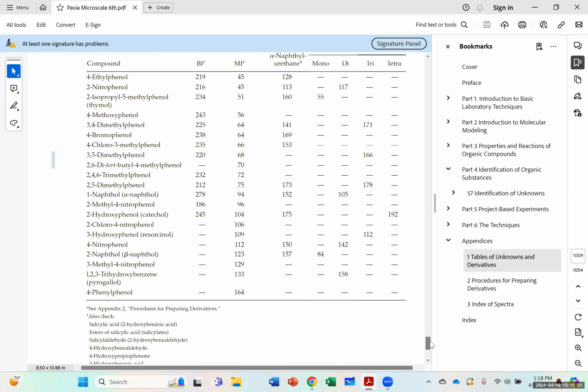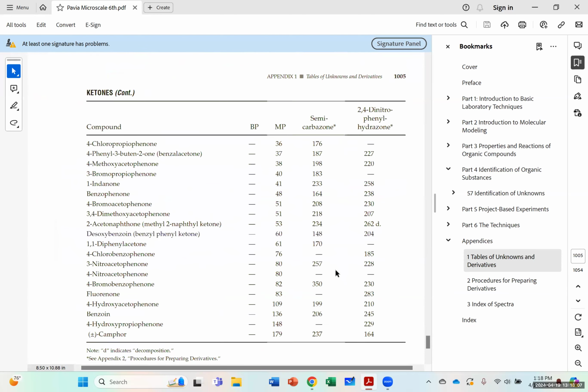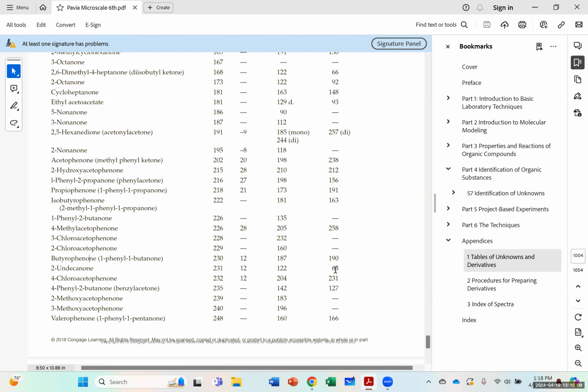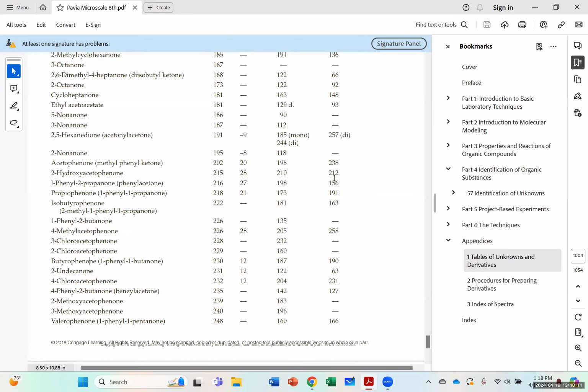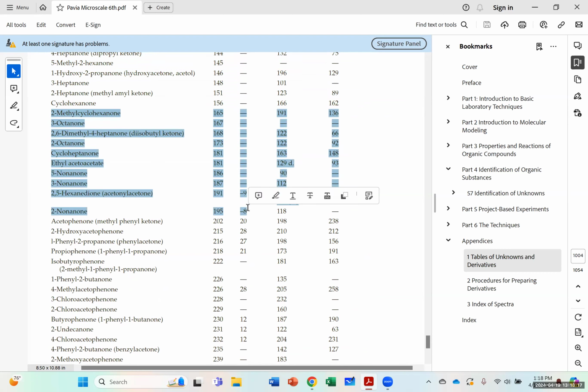Oh, I scrolled way too far. Let's try that again. Knowing that we have a ketone and knowing that we have a boiling point between 165 and 195, we can narrow it down to this list right here. So we took those, what, 10 pages or so, and we've narrowed it down to this handful of compounds. And then we look to see how we can separate the rest of these.